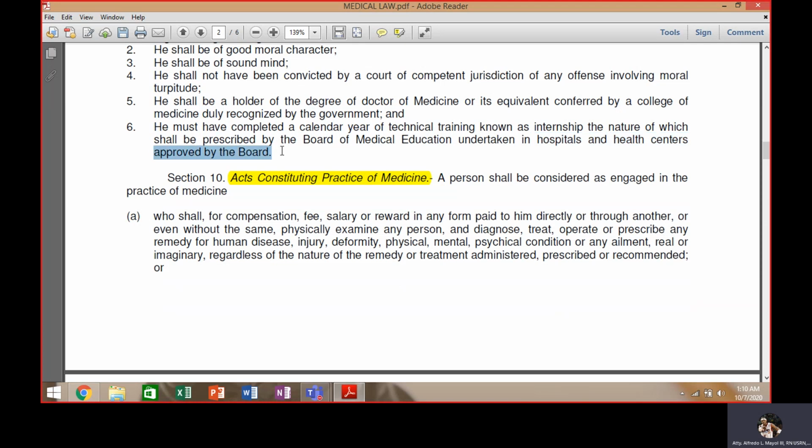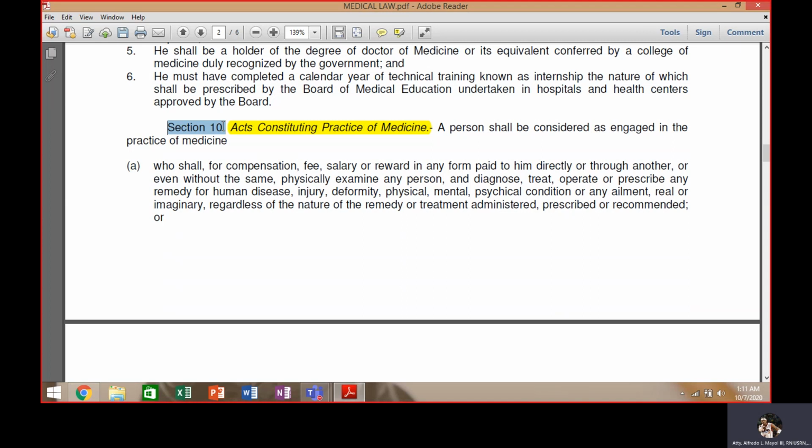So before taking the board exam, the medical student, the medical graduate must first have an internship. So this is what you call the PGI, postgraduate internship for 1 year. Next section is acts constituting the practice of medicine. Okay, this is very important, whether a person is practicing medicine or not, because it has legal implications. Okay, there are liabilities that might arise.